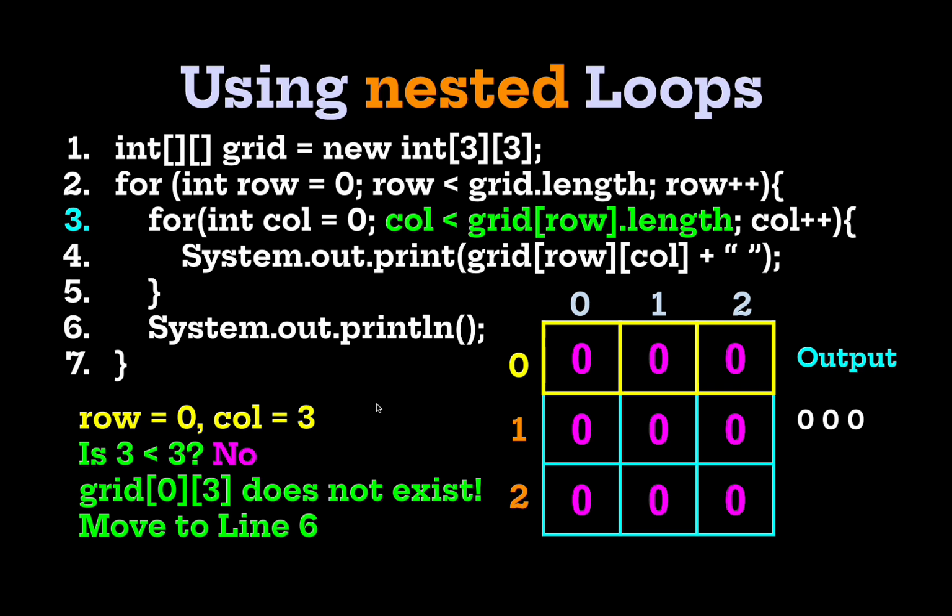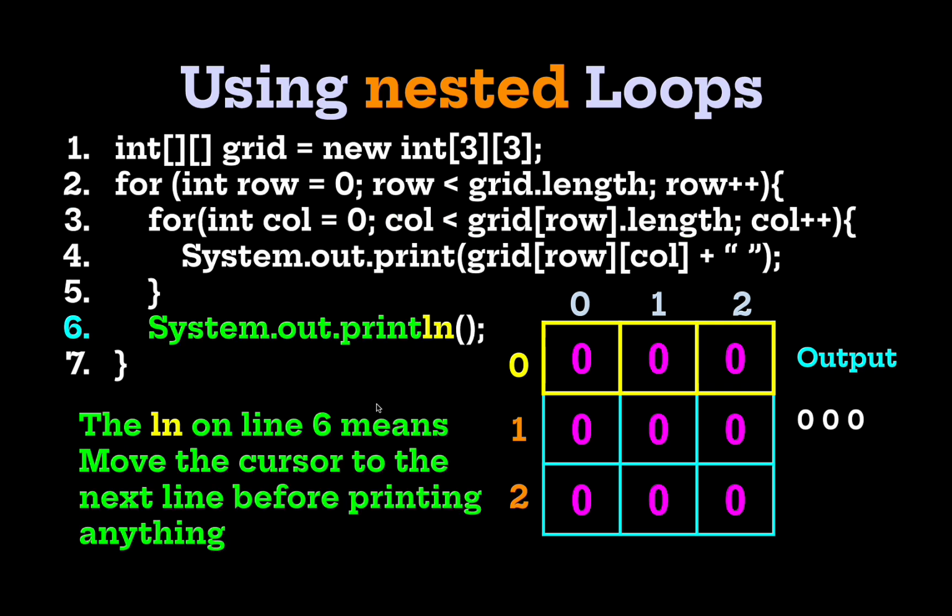Now, because that's the case, we want to move to line 6. And so on line 6, notice how we now have ln: system.out.println. So notice the difference between this println and print, right? The print enabled us to print side by side without having to move to the next line. When we have ln, what we're saying is to move the cursor to the next line before printing anything. I hope that's clear. So the cursor now, even though we can't really see it, moves to the next line just by doing this.